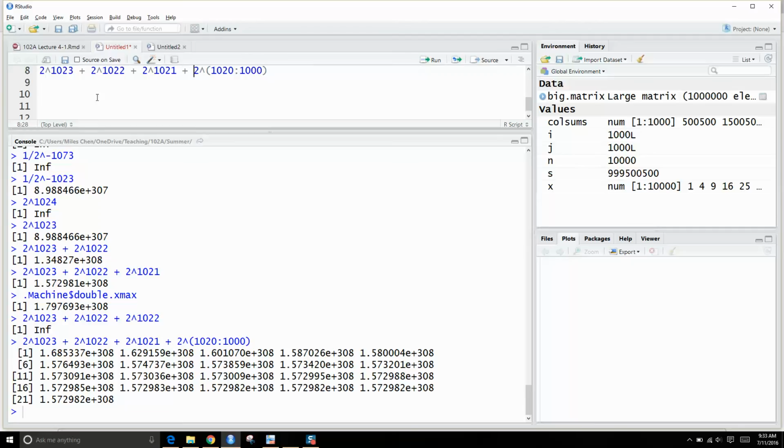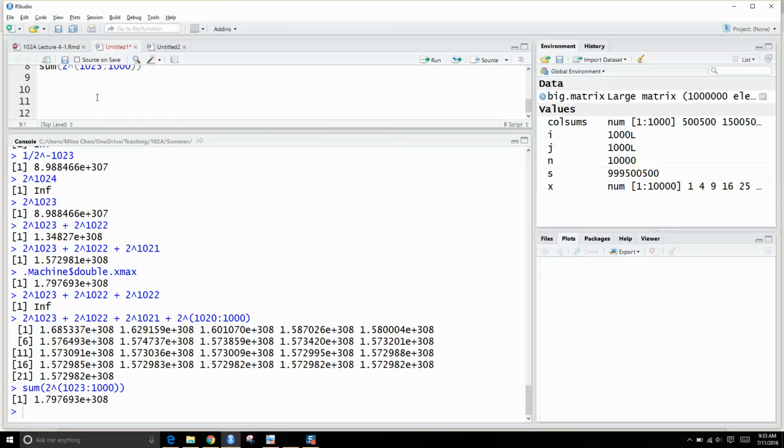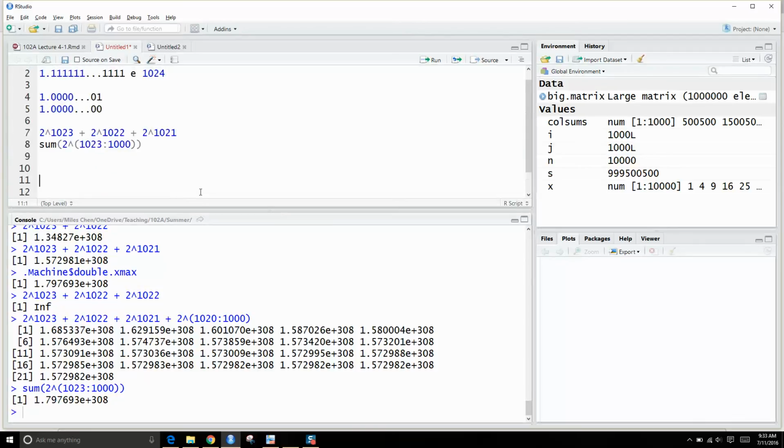Let me see if we can get this all together. Okay, so here's a number that approaches real max, right? Because I've added up 1023, 1022, 1021. Okay, and as far as showing 8 decimal places, our default setting, we don't see a difference here. But again, this idea of machine epsilon is very, very important here.